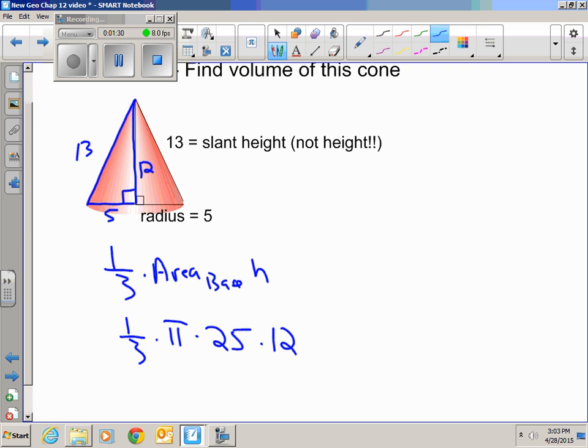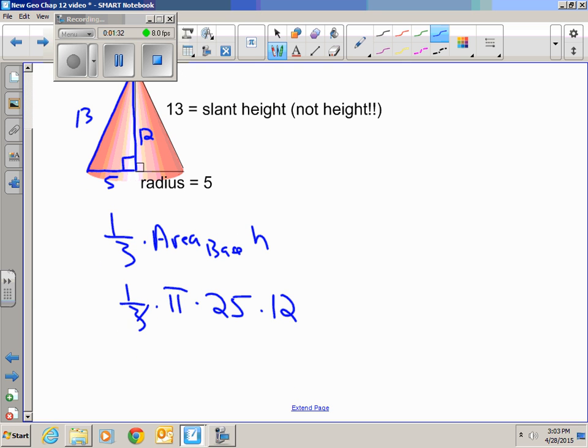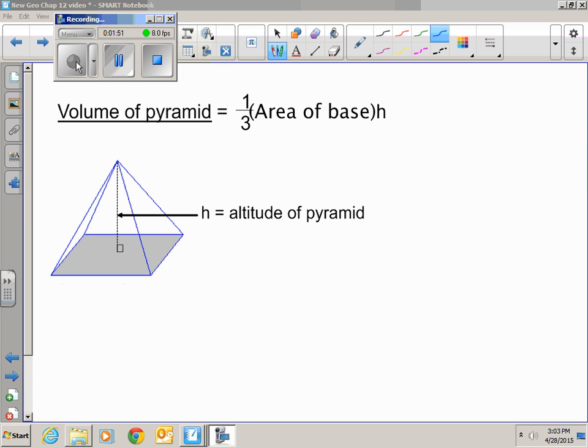So it looks like I have 1/3 times 12, which can cancel. The 1/3 and the 12 cancel and become a 4. So I have 100 pi, which is approximately 314. The volume of a pyramid is also 1/3 the area of the base times the height.